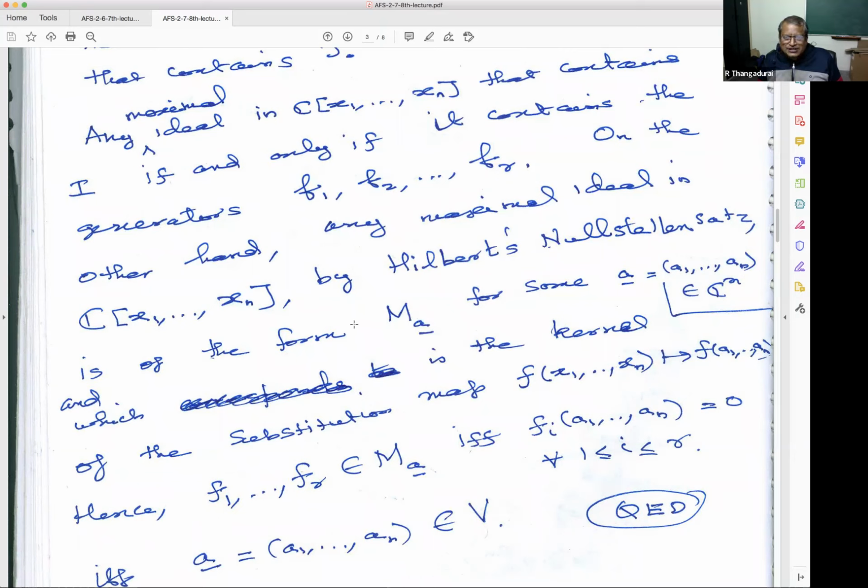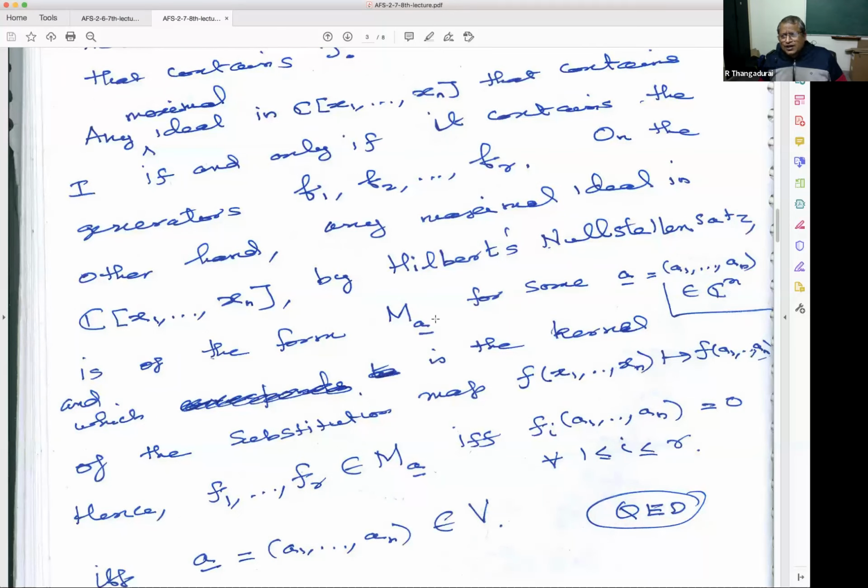Since the maximal ideal contains I, all the generators F1, F2, F3, ..., Fr are inside the maximal ideal M_A. Since M_A is nothing but the kernel of substituting the value A, when you substitute A into each Fi, you get 0. That means the point A is a simultaneous solution for F1, F2, F3, ..., Fr. That means the point A is inside V. These are all if and only if. So this is very natural.